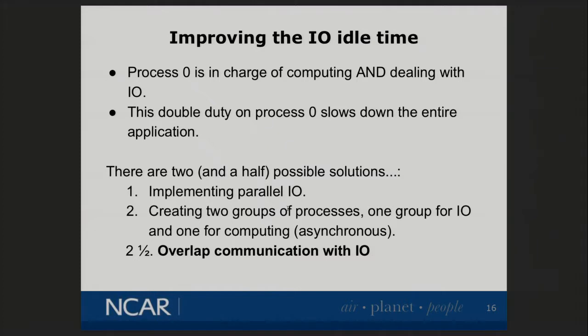They said, how about we create 2 groups to communicate? One group of processes that does I/O, and one group of processes that does computation. It's much more difficult to program because it's just parallel I/O but handwritten.